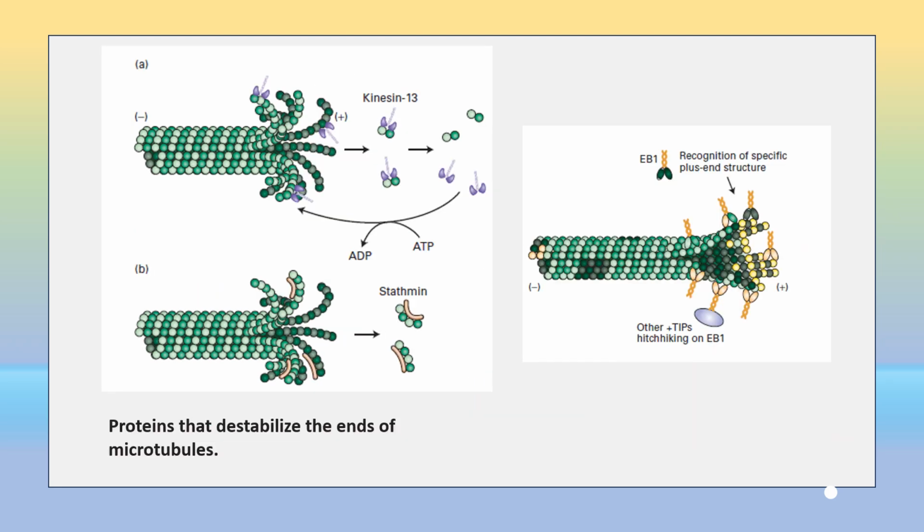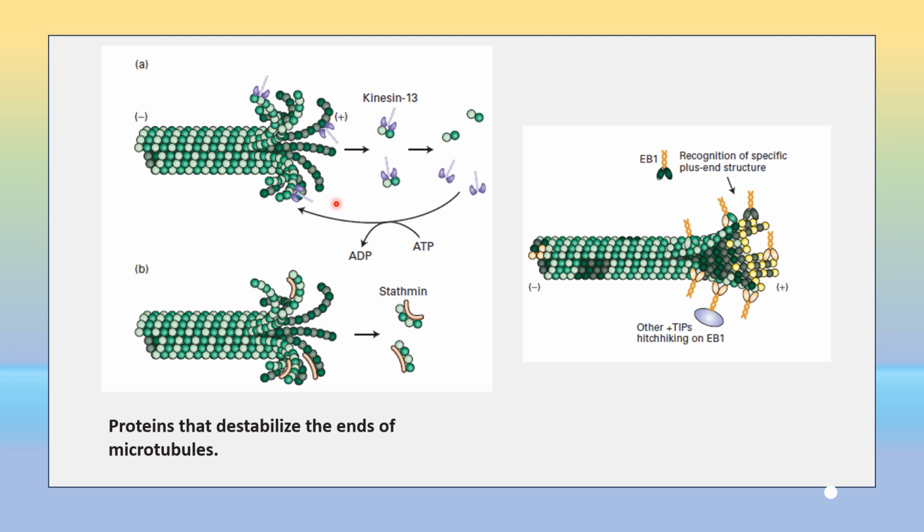Let's understand the different kinds of proteins which are associated with the microtubules. Now there are multiple proteins. Since we discussed catastrophe in the previous slide, let's understand the different proteins that can be responsible for that. First and foremost, those proteins which destabilize the end of the microtubules. The first example is kinesin 13. Although the rest of the kinesins don't have the same role, kinesin 13 is an exception.